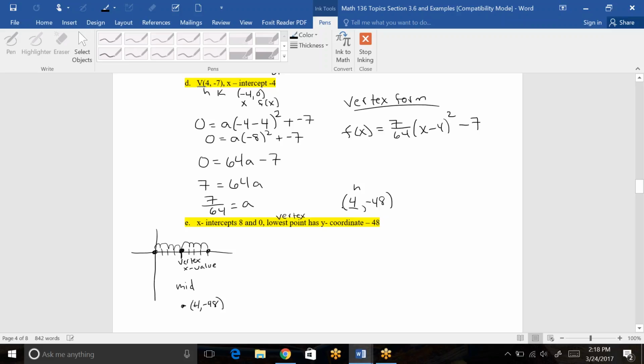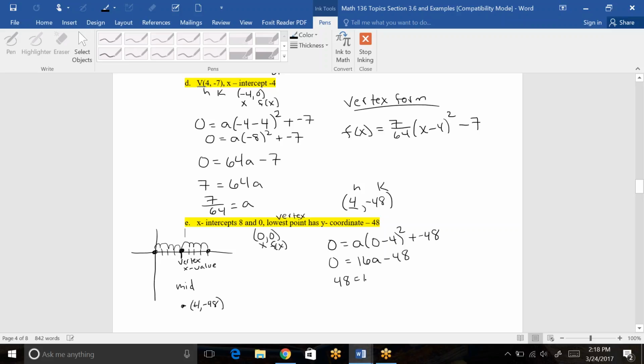So even though it didn't look like we had the vertex, we had enough information to find the rest of the vertex. So I now have my h and my k, and I can use either one of these ordered pairs. I'm going to use 0, 0 because that's really nice to plug in since that's one of my x-intercepts. So we would go with f of x equals a parentheses x, which is 0, minus h squared plus k. So 0 equals, that's going to end up being -4 squared, so that's going to be 16a minus 48.